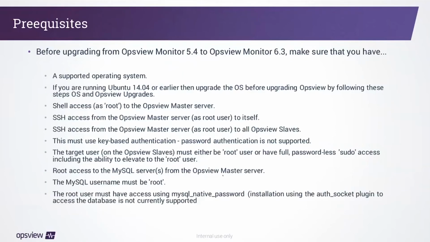There are quite a few prerequisites here. So we want to make sure that we have a supported OS. And by supported OS, we now mean Ubuntu 16, Ubuntu 18, Red Hat 7, and CentOS 7, and then Debian 8 as well. So anything older than that will require an OS upgrade. We do have Red Hat 8 and CentOS 8 support coming in the near future, so within a few months. So by the latest, the middle of next year.